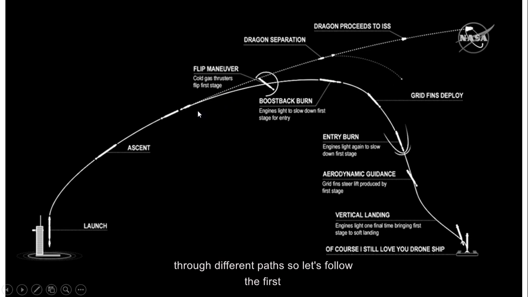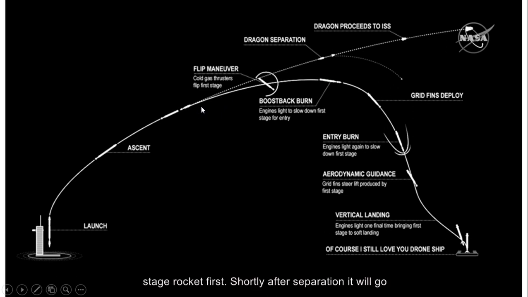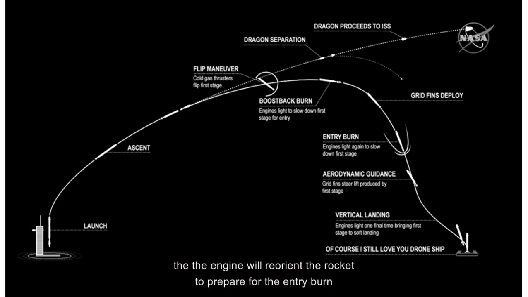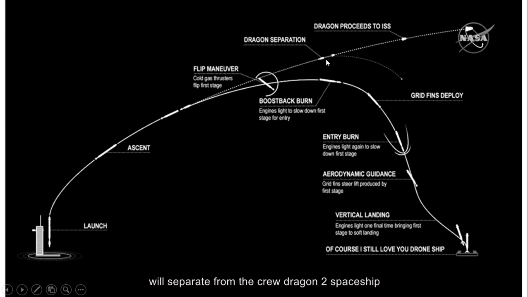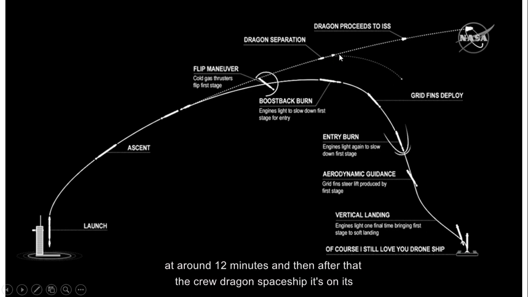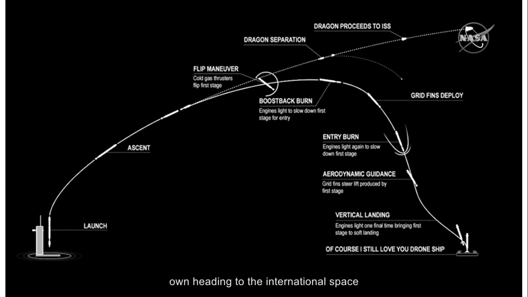So let's follow the first stage rocket first. Shortly after separation, it will go through a process called the flip maneuver, in which the engine will reorient the rocket to prepare for the entry burn, and eventually the first stage rocket will land on the drone ship, and the second stage rocket will separate from the Crew Dragon 2 spaceship at around 12 minutes. And then after that, the Crew Dragon spaceship is on its own, heading to the International Space Station.